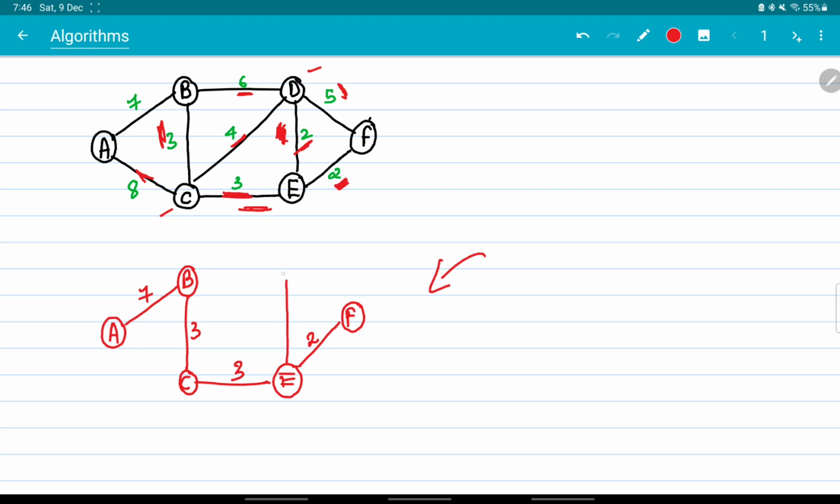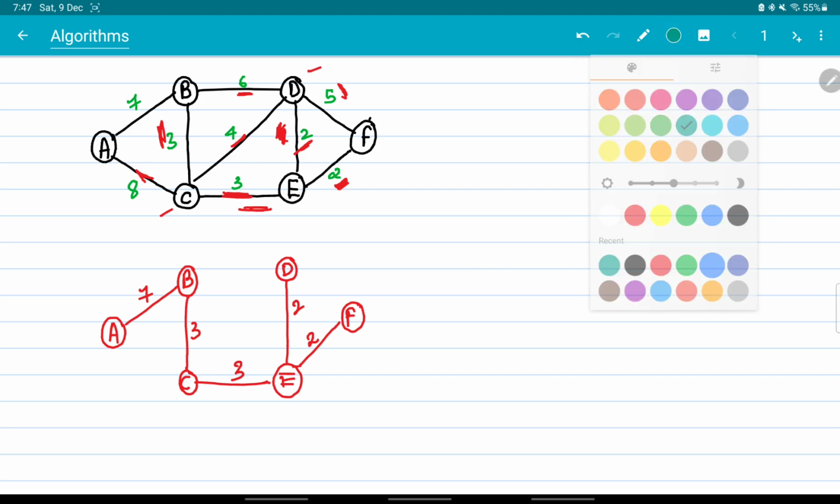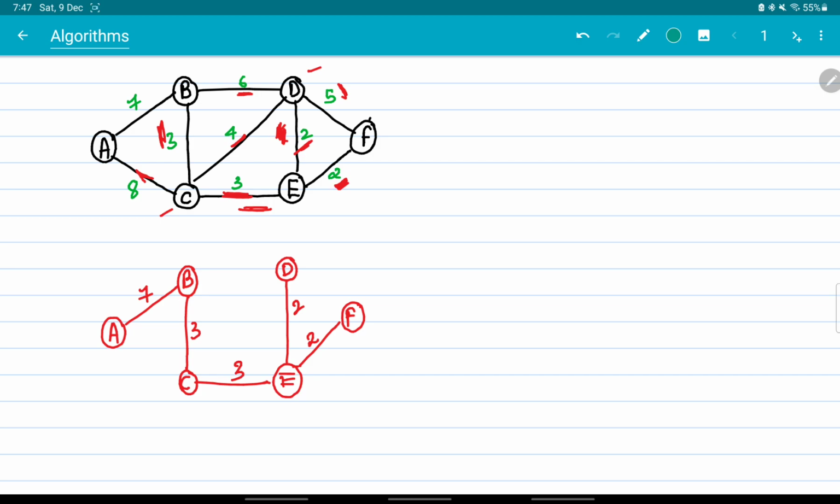So now I'm going to attach E to D and I'm going to enter the value as 2, right? So now if you check, we have visited all the nodes that were present in our graph. That is A, B, C, D, E, F. All the nodes have been visited that were present in our graph. So now with this we have got our minimum spanning tree, the minimum spanning tree which is present on the screen right now. This is how you trace your Prim's algorithm.